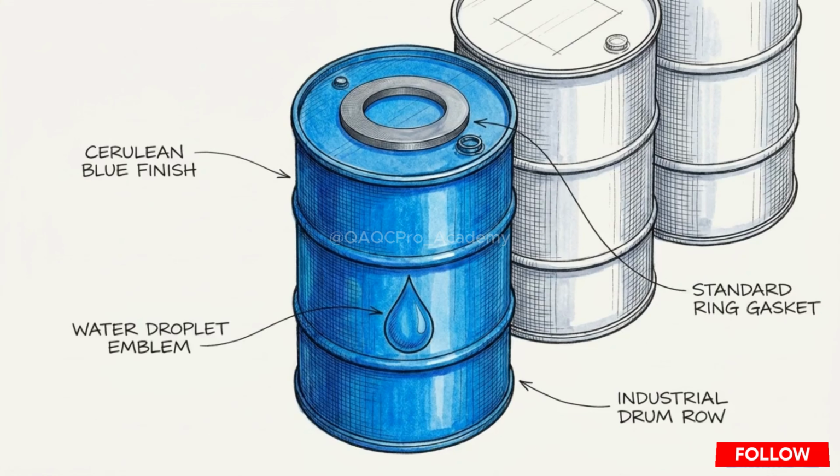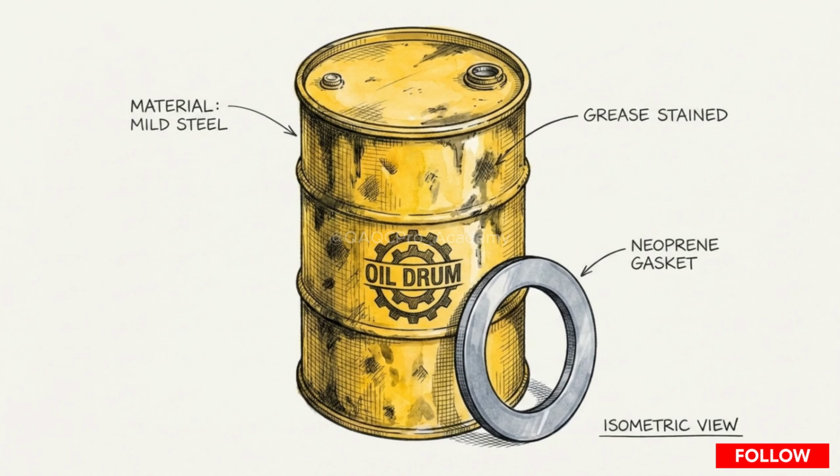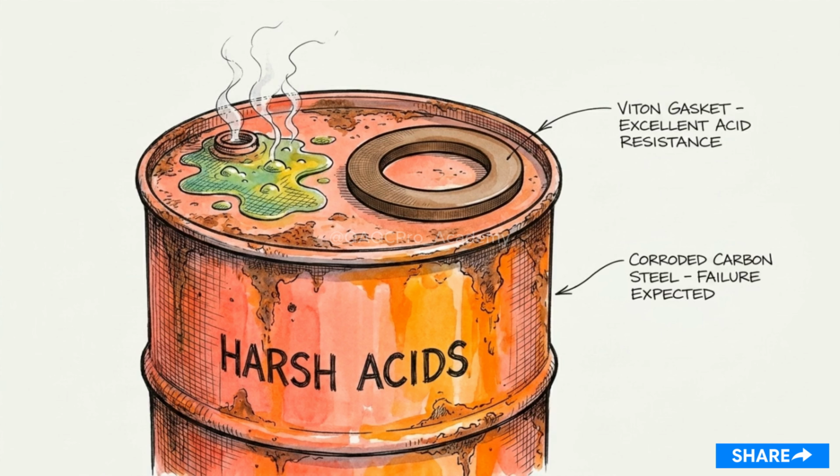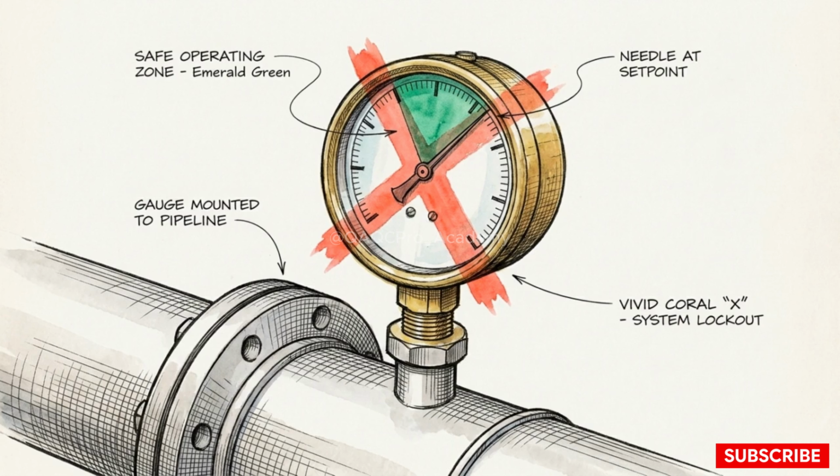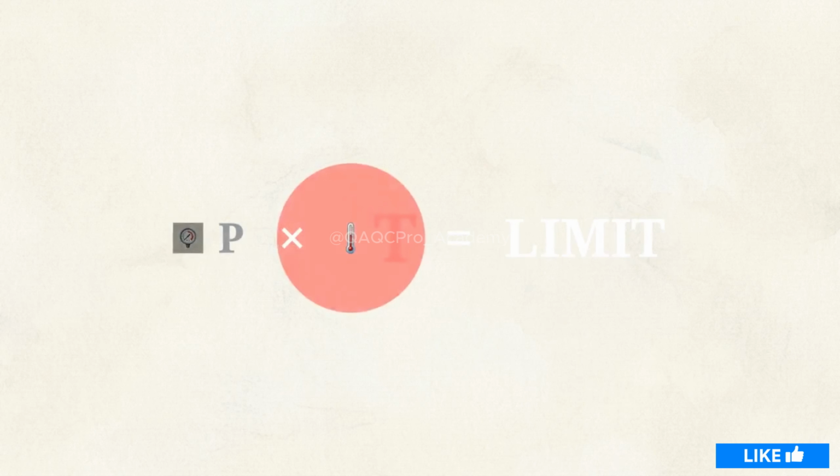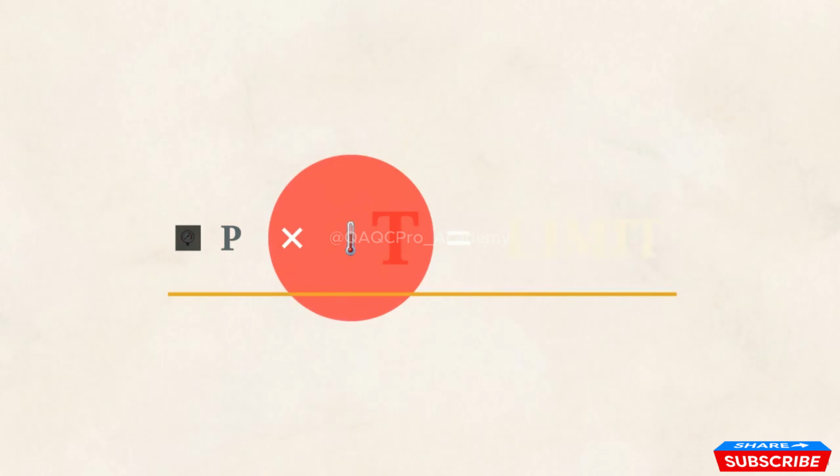To summarize the baseline chemical rules, use EPDM strictly for water and steam. Always specify NBR for oils and hydrocarbons, and upgrade to Viton when dealing with extremely harsh environments. Never select a gasket based on its pressure rating alone. You must calculate the holistic PxT value to account for how thermal stress weakens the material.